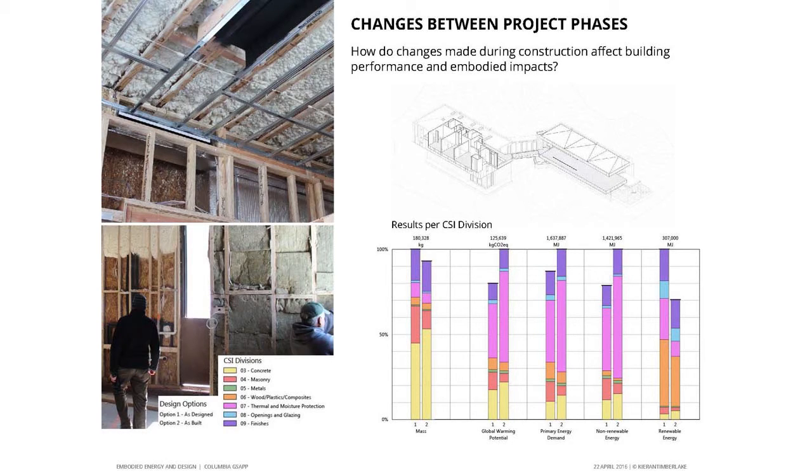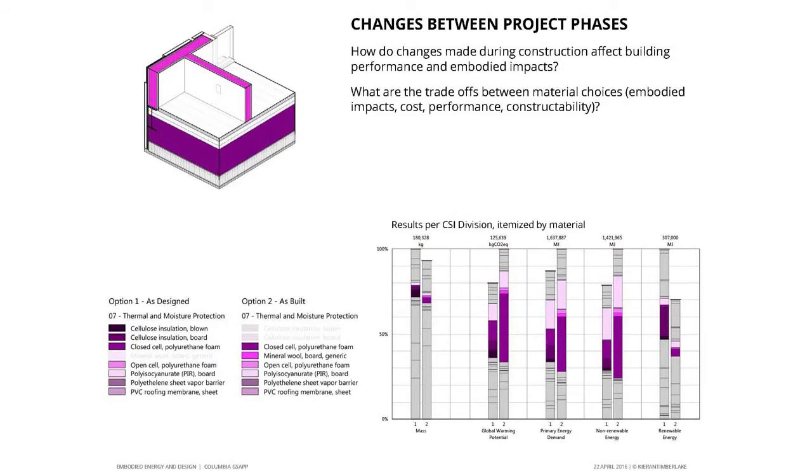One was an as-designed, one is an as-built option. And you'll see primarily a big shift in Div 7. So what happened is that there was a switch to a foam insulation and a dropping of that mineral wool. And we were really interested not in fighting that per se, but really understanding what was the ramification of that change. So we reran our energy model, we reran the LCA model, and we were able to really understand what that meant for the building.